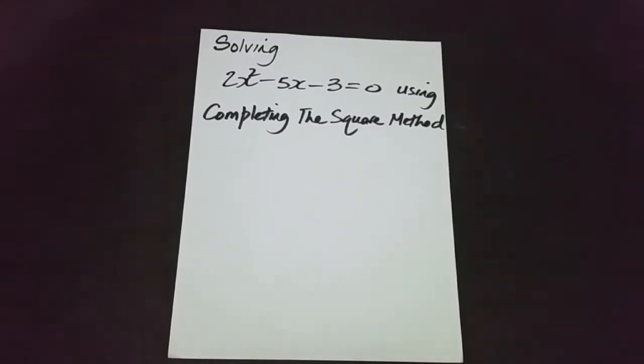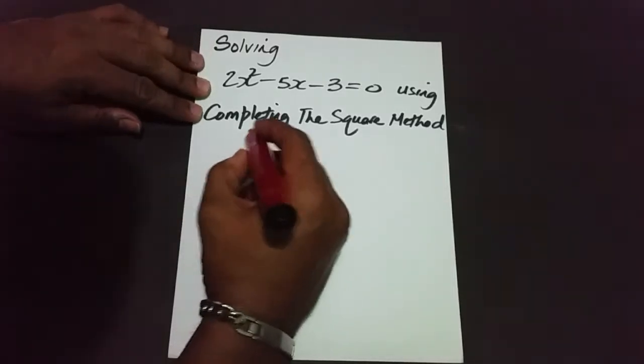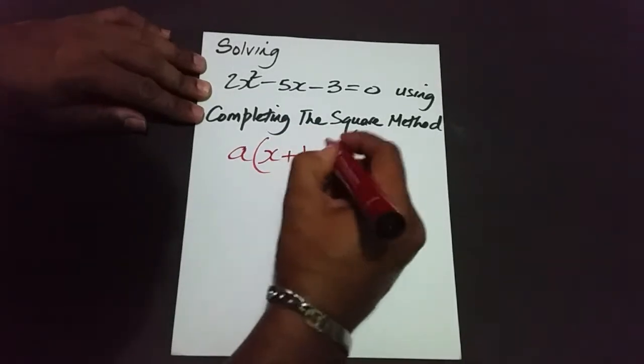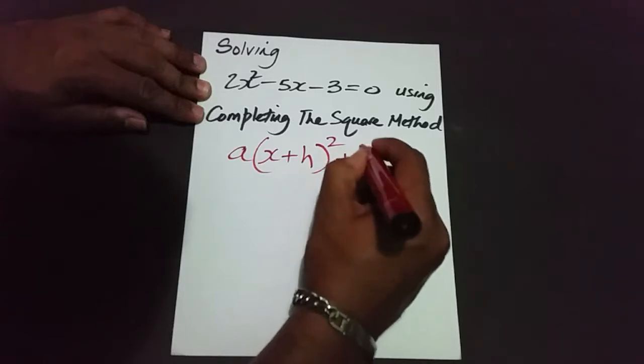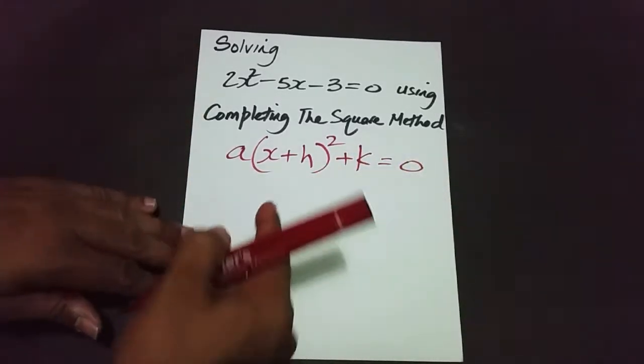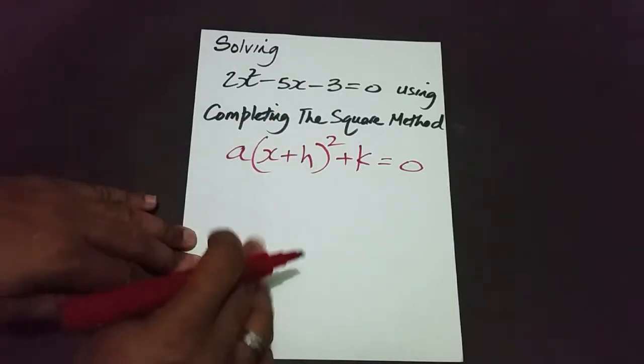Alright guys, welcome back, and now we're going to be looking at solving the quadratic equation using the completing the square method. Now remember, the completed square form is a(x + h)² + k, and we're using it to solve the equation. So that is essentially what we're going to be using.